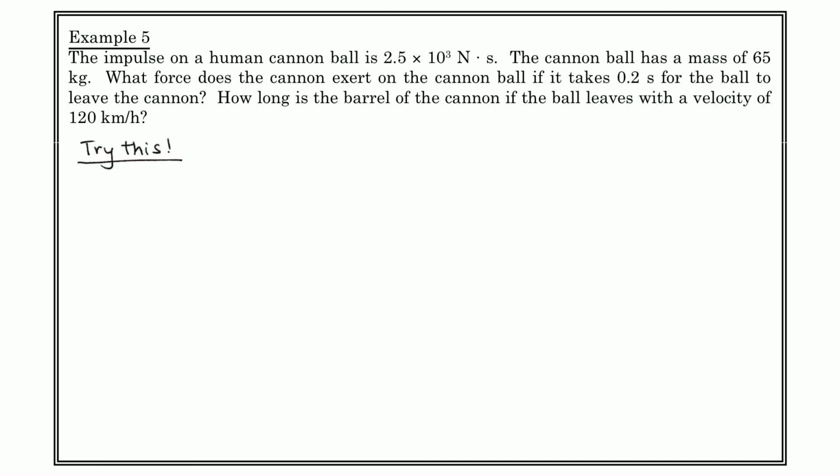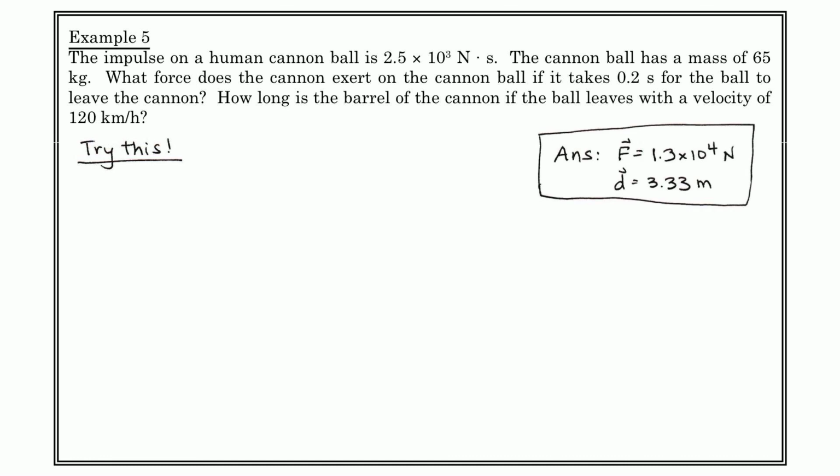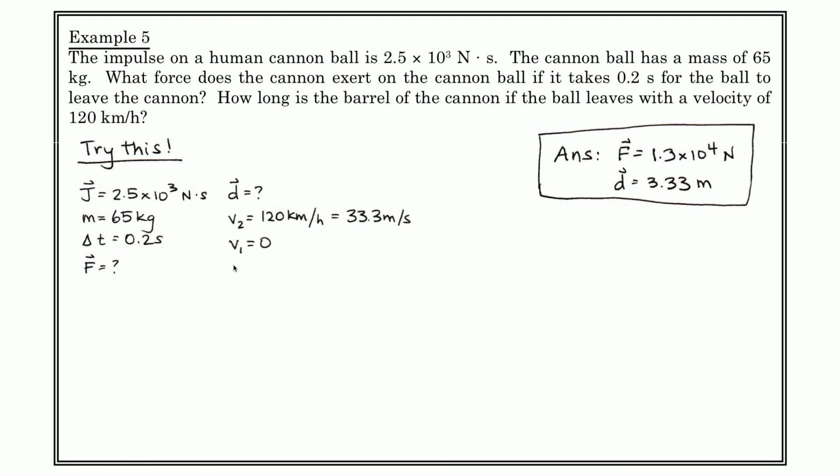This is a try this. And of course the answer is 1.3 times 10 to the 4th newtons. That's the force. And the barrel of the cannon is 3.33 meters. That's the length. So this is the try this question. I would stop right now, press pause, and try this one yourself and see if you can get it right. Okay, presuming that you've tried it now, here's what we were given.